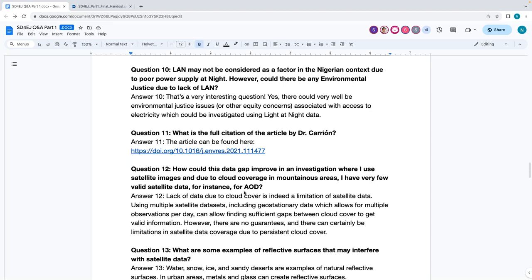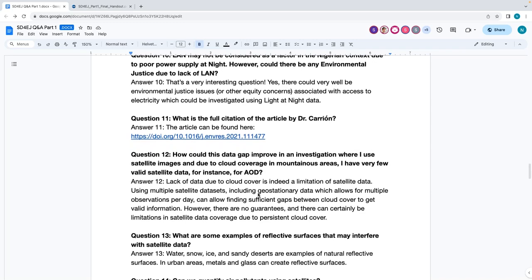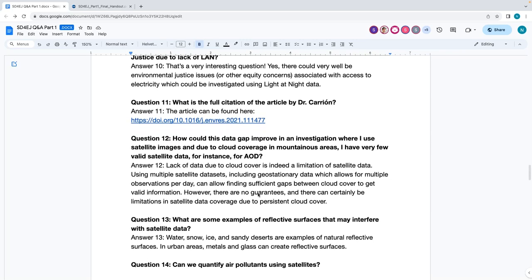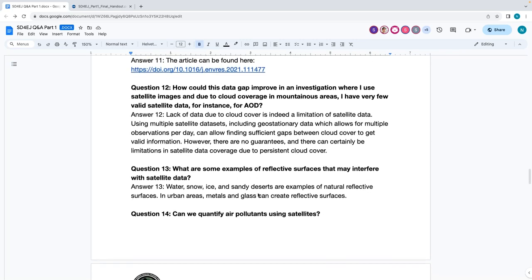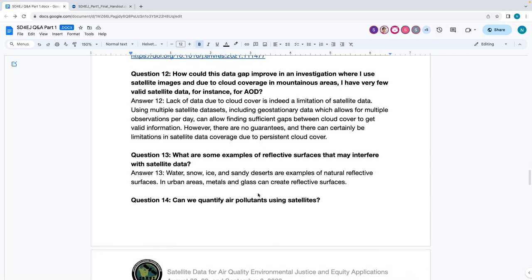Question 11 is asking for the full citation by Dr. Carrion, and it is listed here. Question 12, how could this data gap improve in an investigation where I use satellite images and due to cloud cover in mountainous areas, I have very few valid satellite data, for instance, AOD?